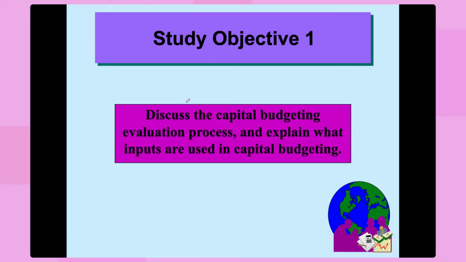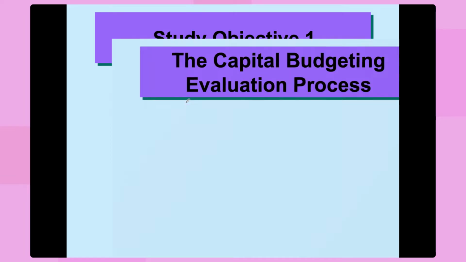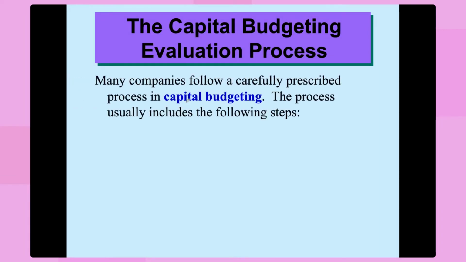Study objective number one: discuss the capital budgeting evaluation process and explain what inputs are used in capital budgeting. So what is the evaluation process? Very important here again is capital budgeting. The process includes what? Number one?